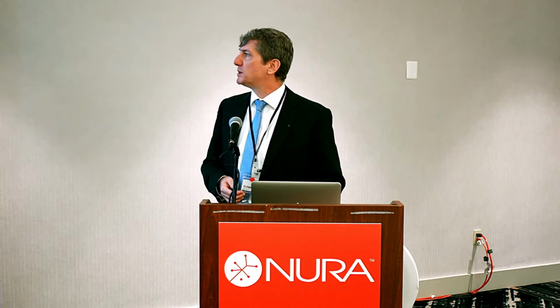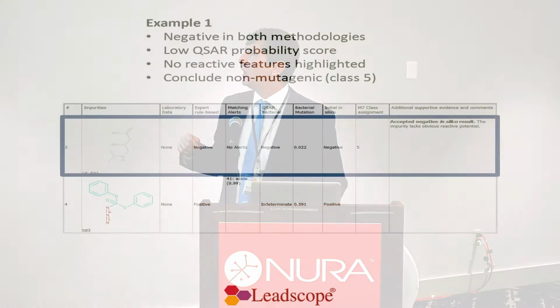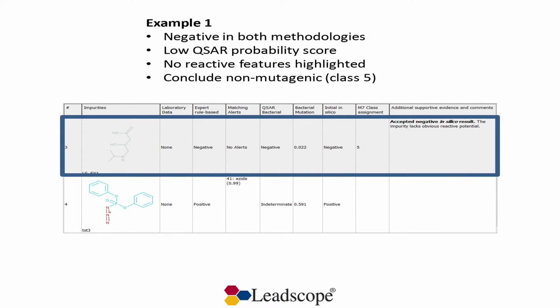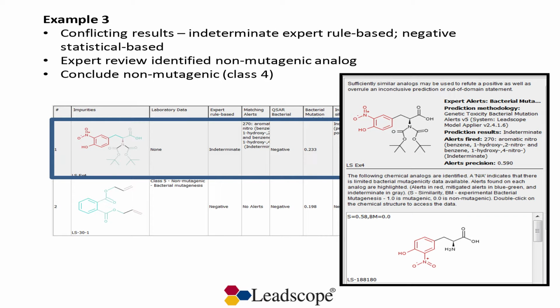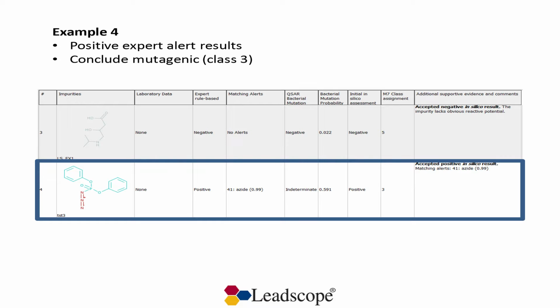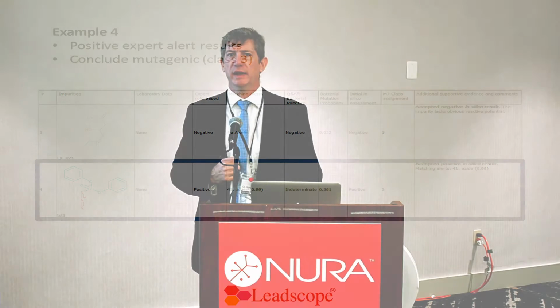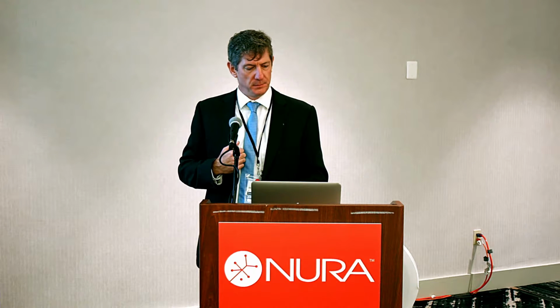So the 4 examples I'll walk through, very simple. There's one which is a clear negative, one that's a clear positive, one where we have data, and then one where we're going to perform an expert review. I won't go through these in detail, but we'll go through those in the exercise.